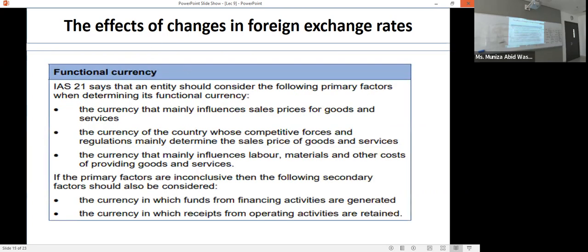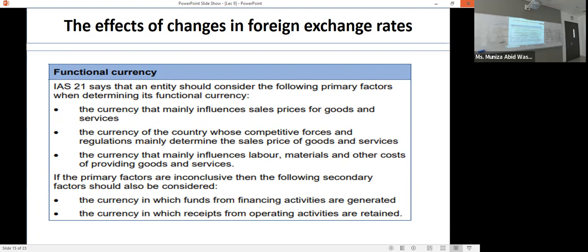Now, they have explained all of the types of currency. Let's have a look. Functional currency. IAS 21 says that an entity should consider the following primary factors when determining its functional currency. As I have told you, functional currency is not always the home currency. So what factors do you have to consider? Because in the examination questions, you have to determine by yourself what the functional currency is. They will be giving you different currencies, so you have to consider by yourself what the functional currency is.